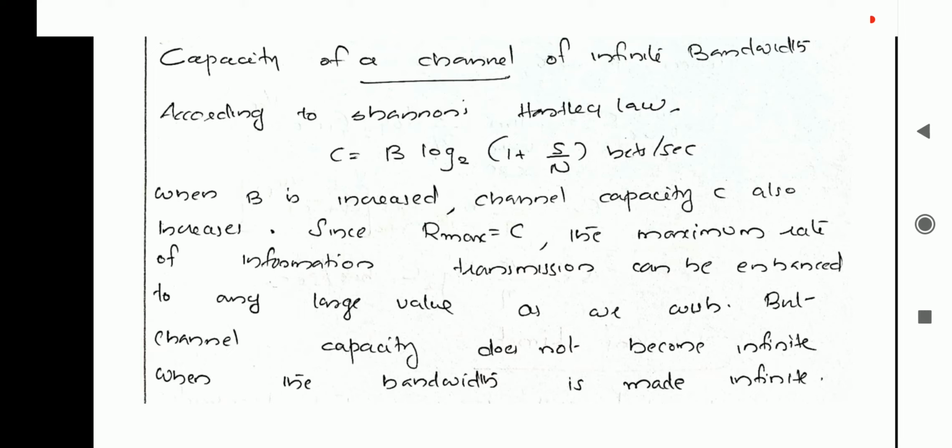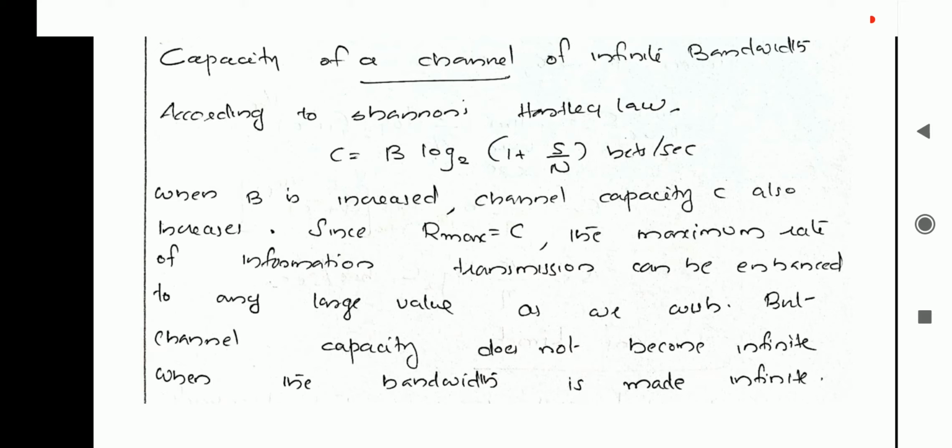Then what is the condition if we are increasing B to infinity, or if we are taking B as infinite? So if B tends to infinity, the channel capacity doesn't become infinite. Why? Because with an increase in bandwidth, the noise power also increases. We know that the noise power spectral density is eta by 2. Then the noise power N is related as eta B. So if we are increasing the bandwidth, at the same time the noise power is also increased. So if the noise power increases, the channel capacity doesn't become infinite.